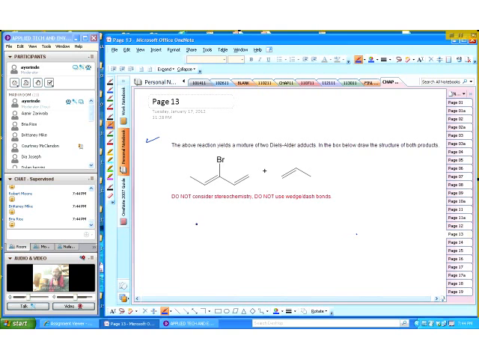Okay, Naila there. Okay, is Naila there? Two Diels-Alder atoms, and the both two observe the two structure of both products.